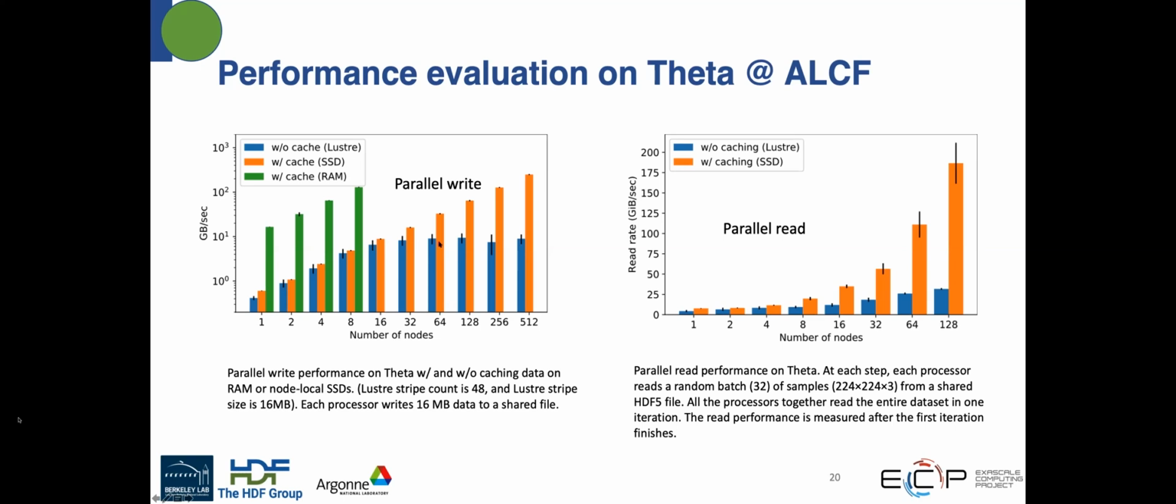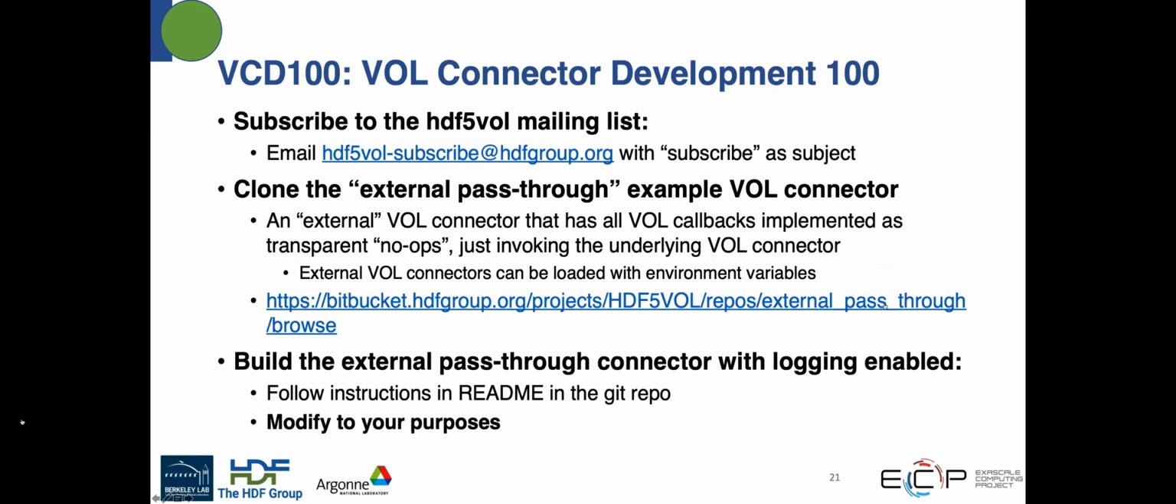And when we go beyond 32 nodes, the increase from using SSDs is even more, where the Lustre performance kind of plateaus. Similarly, read performance is also increasing much faster beyond 32 nodes. All right, so I gave a very brief introduction to them, but if you have more questions, let us know.